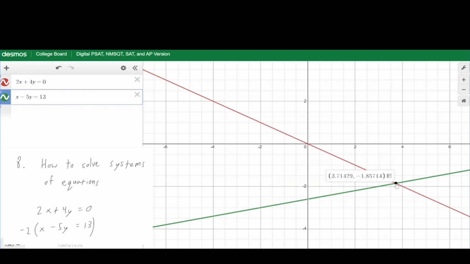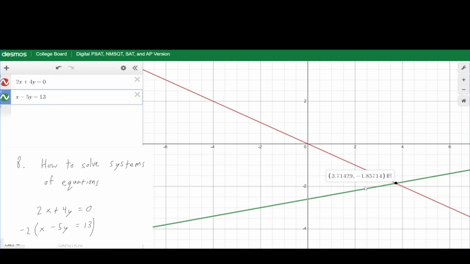This one was a weird decimal. Clearly, I did not do my numbers ahead of time. But if this were just like a round number, like for instance 3 comma negative 1, then that would be the solution. X is always the first number, y is always the second number. And don't expect to see crazy decimals, okay? You should be expecting to see fractions. Oh, I'm sorry. I meant whole numbers.